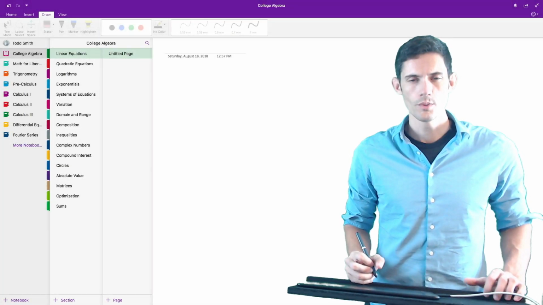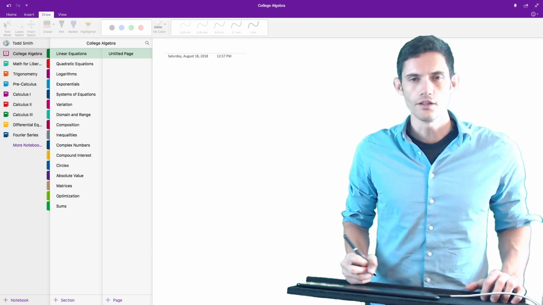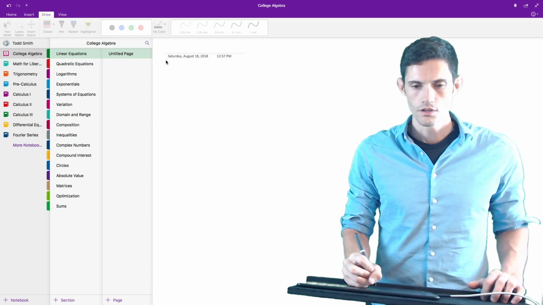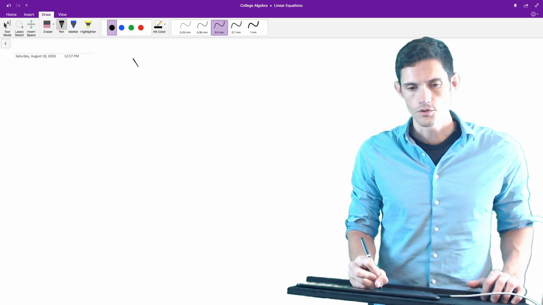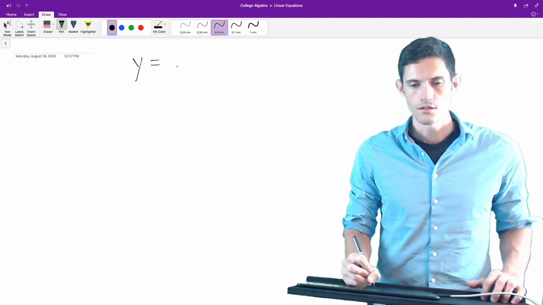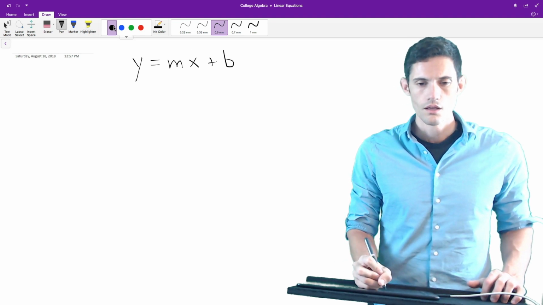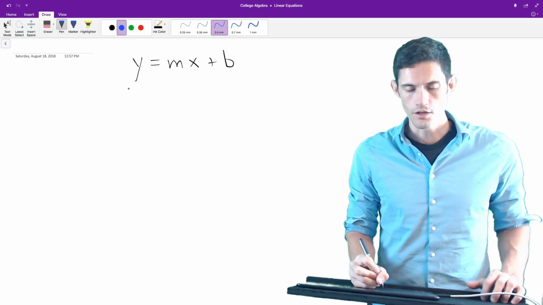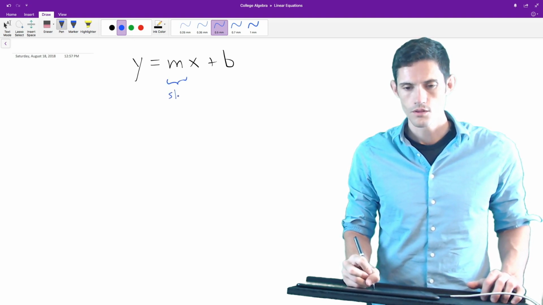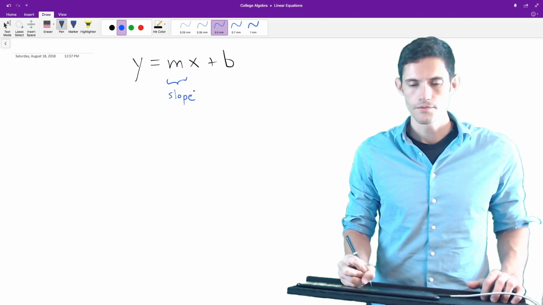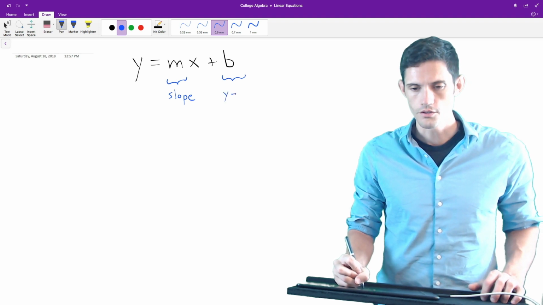Hi, let's talk about linear equations. A linear equation is the equation of a line. You'll see it written in a couple of different ways. You'll see y is equal to mx plus b. The components of this are the y value, m is the slope, which I'll explain in just a second, the x value, and the y-intercept.